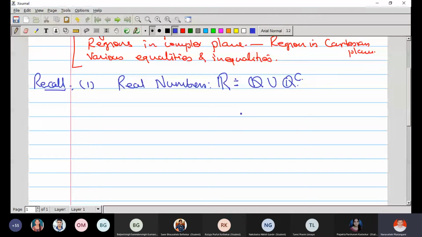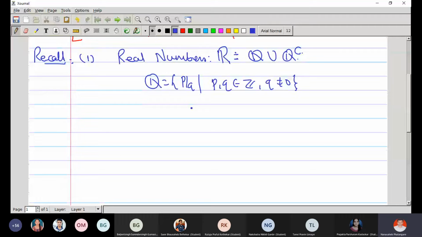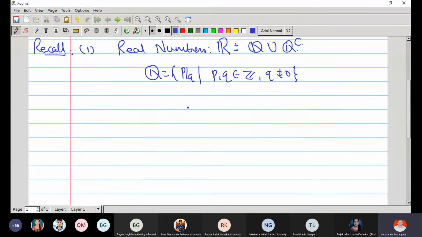The set of rational numbers is p by q, where p and q are integers and q is non-zero, right? This is the set of rational numbers. And what is irrational? The real numbers which do not satisfy the properties of rationals are called irrational numbers.